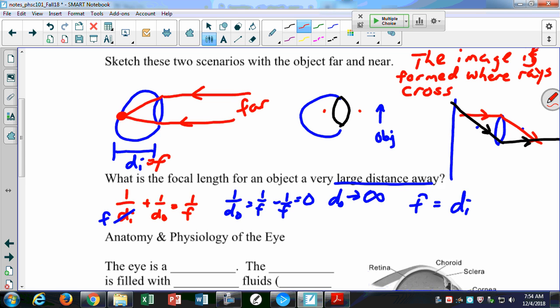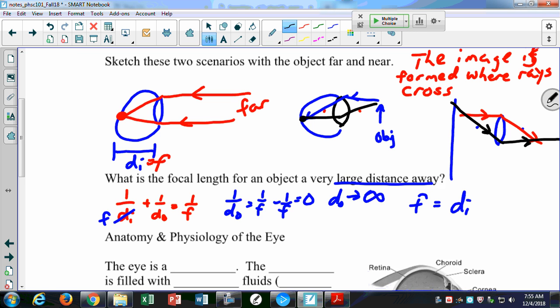The focal points are going to have to be like this, such that if I draw the rays parallel to the axis, through the focal point, and parallel to the axis. So notice what happened here. I still have my image at the retina, at the back of the eyeball. The image always has to be at the back of the eyeball.